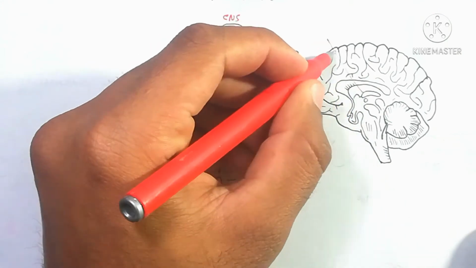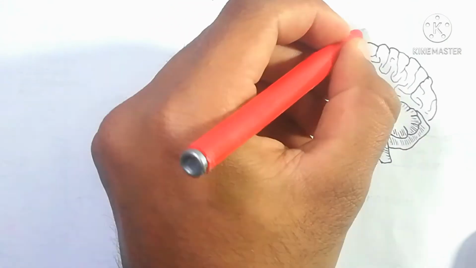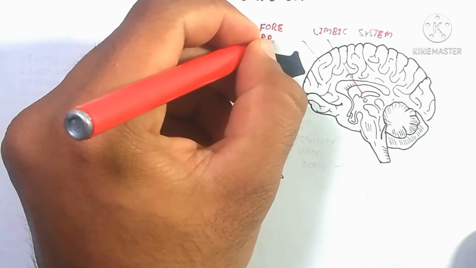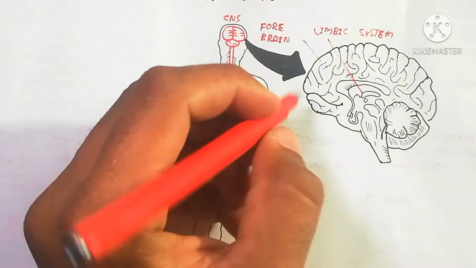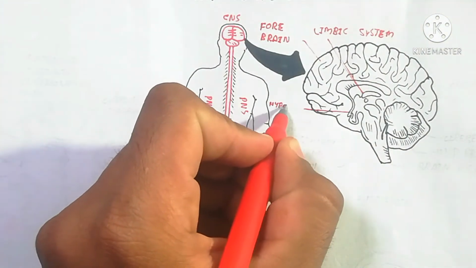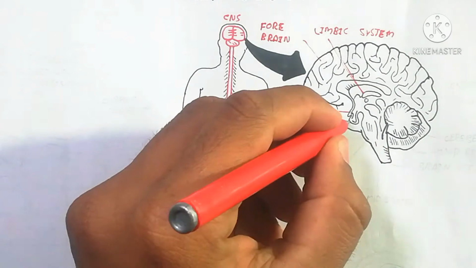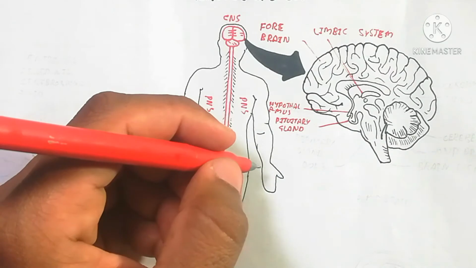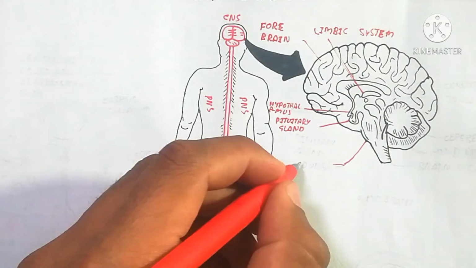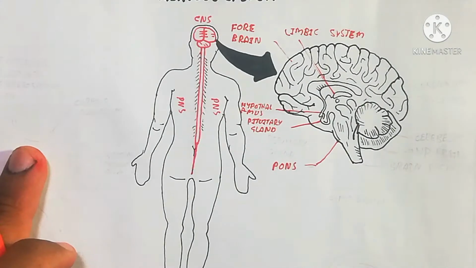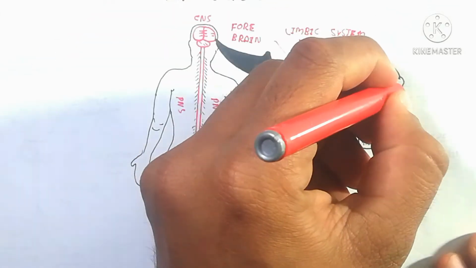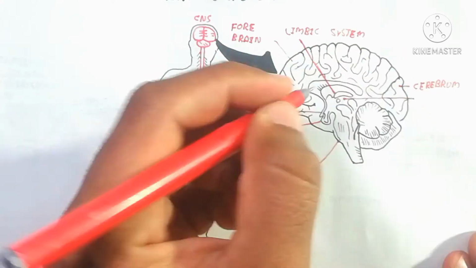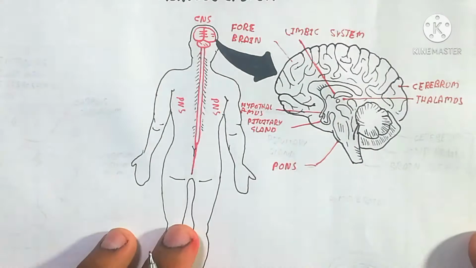So here is the brain structure that I have drawn. Here the limbic system is present. The limbic system controls thirst, hunger, sexual arousal, and emotional activity. Here is the hypothalamus, which produces neurosecretory hormones and neurosecretory factors. Here is the pituitary gland, which secretes different types of hormones and is known as the master gland.